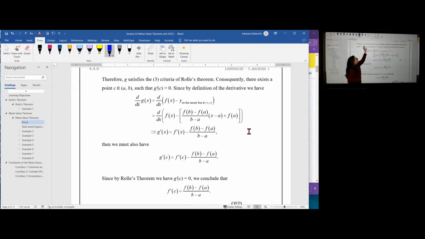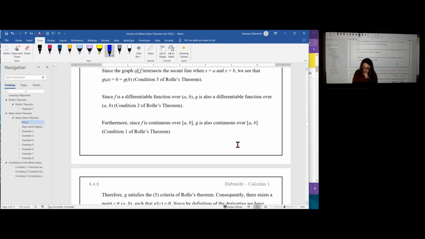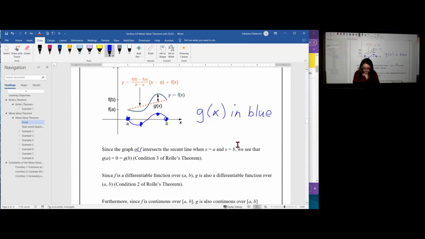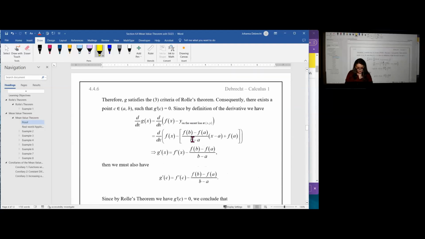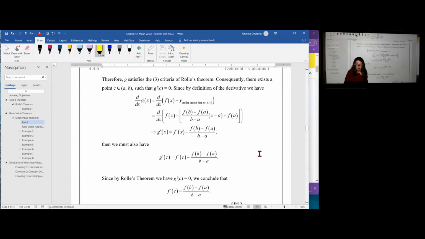There's a point c between a and b such that the derivative at c must be equal to the slope of the secant line connecting g of a and g of b. That line, the secant line, is right here. It's horizontal, so the slope is 0. Now we can take the definition of the derivative and apply it to our defined function for g.